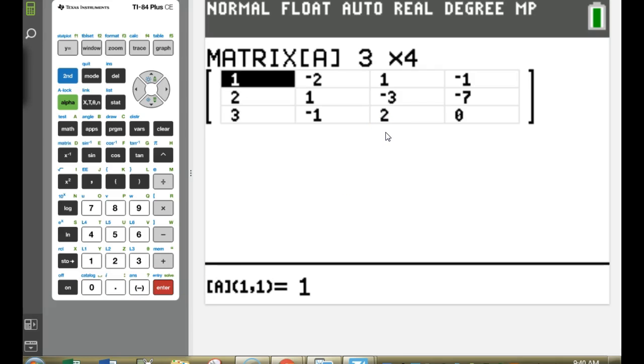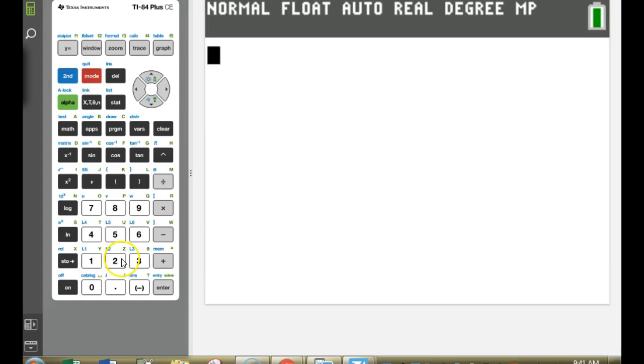I will tell you the smallest mistake, a 1 for a 2 or a 1 in the wrong spot or a negative for a positive makes a huge mess out of these, okay? You will know if you make a mistake because your answers will be totally different. All right. Then we're going to quit because we have to go to the home screen. Everybody good? Second mode, quit.